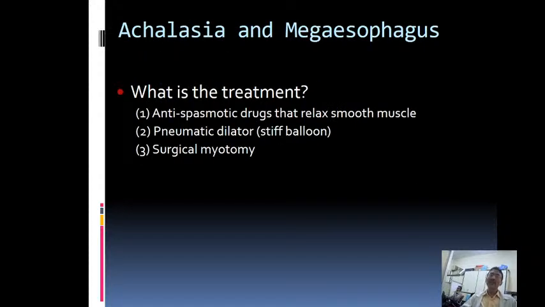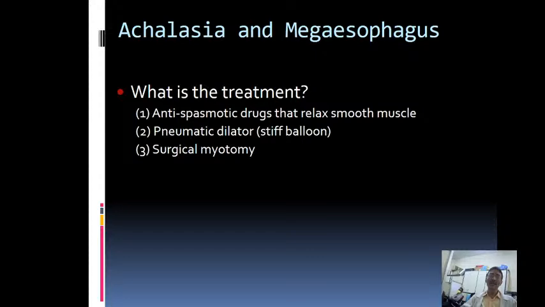Now, what is the treatment for this achalasia cardia and megaesophagus? First, antispasmodic drugs are given. These drugs help in relaxing the smooth muscles so that the tone of the lower esophageal sphincter is reduced. It relaxes whenever food is received in the lower end of the esophagus.